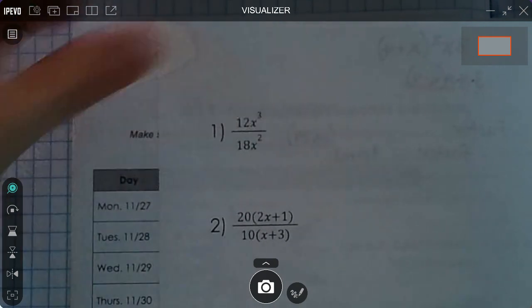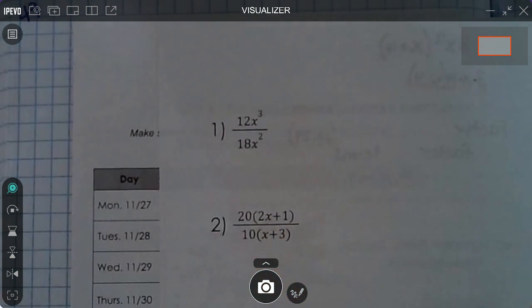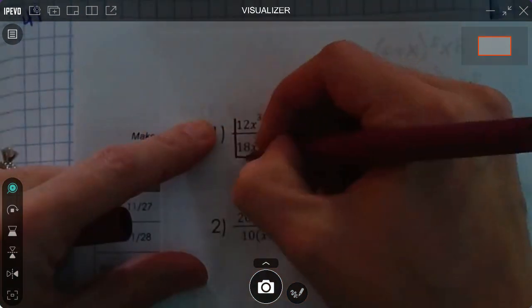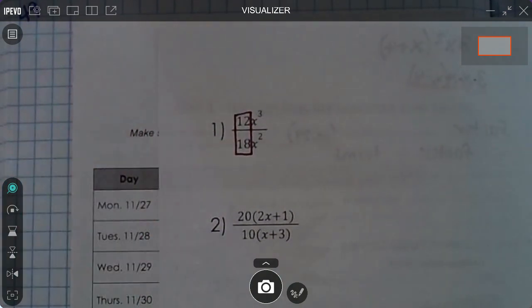So if I gave you this in Math 1, you could do this in Math 1. Some of y'all were saying divide out a 6, I thought I heard. Why? What would happen to 12 and 18? Could you reduce that? Because you divide both by what? So you're just reducing your fractions here.